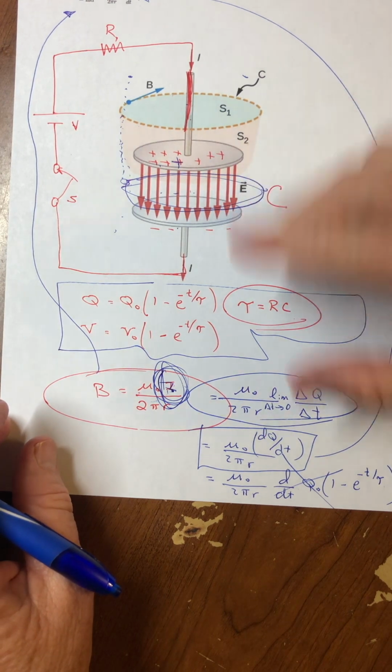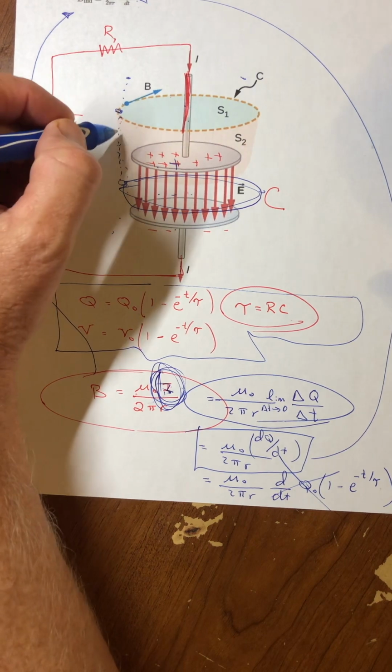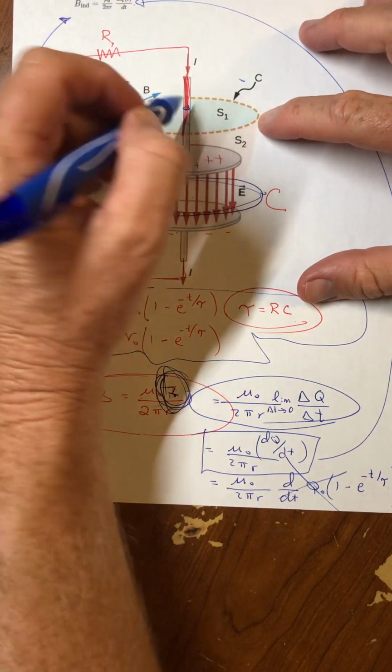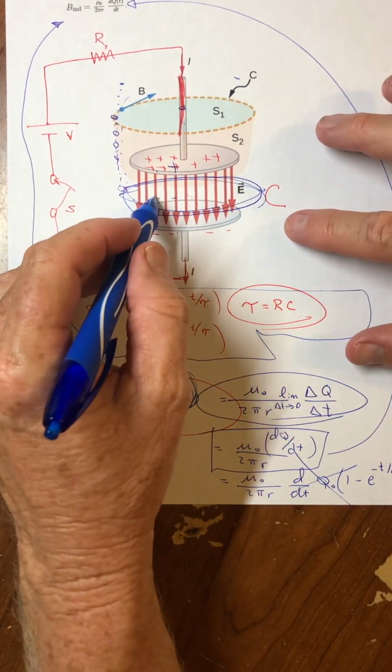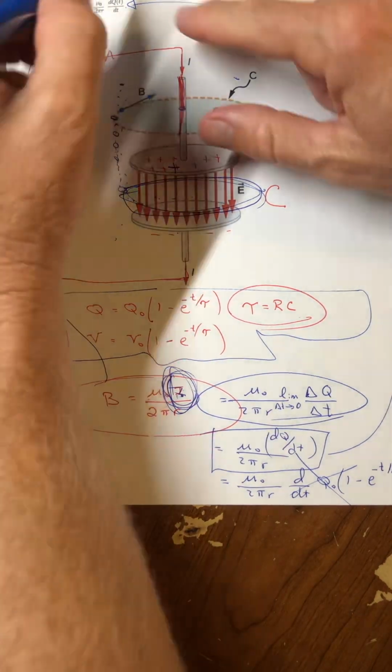But the visualization, and this was Maxwell's argument, is that the field would be the same whether I'm drawing a loop where there's actually real current, or a loop going around the belly where there's not really current, but there is a changing charge on the plates. And that's what this is.